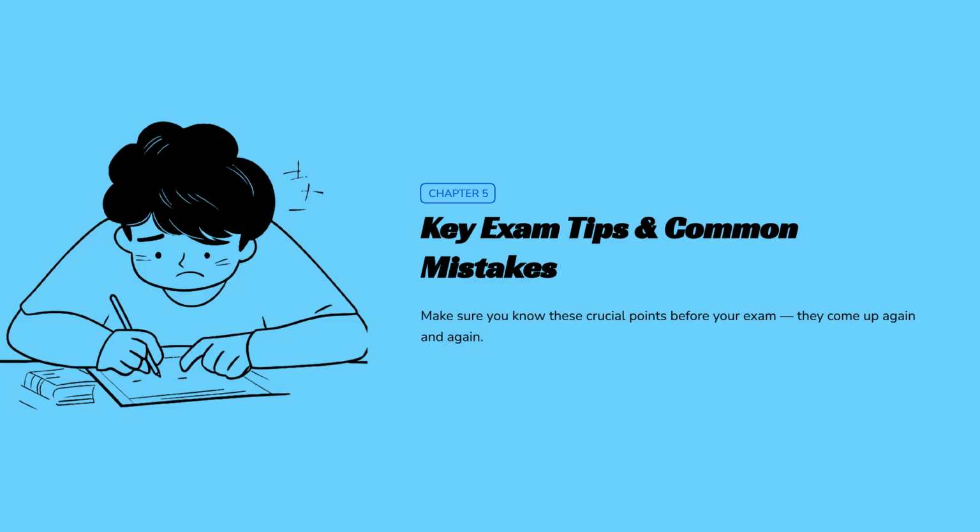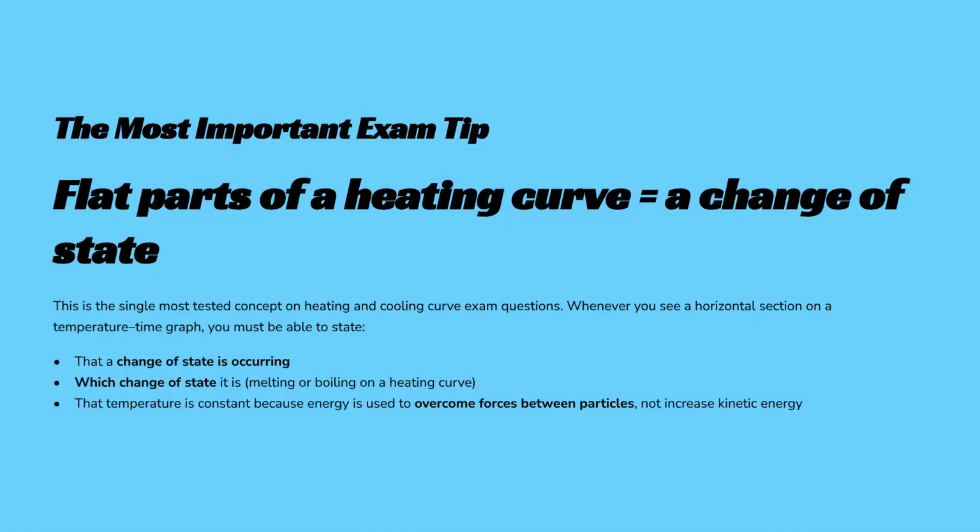In the final section, we will review key exam tips and common pitfalls to ensure you avoid losing marks on your GCSE assessments. The most important tip: remember that a flat horizontal section on a heating curve always indicates a change of state. Master this, and you'll solve most questions.